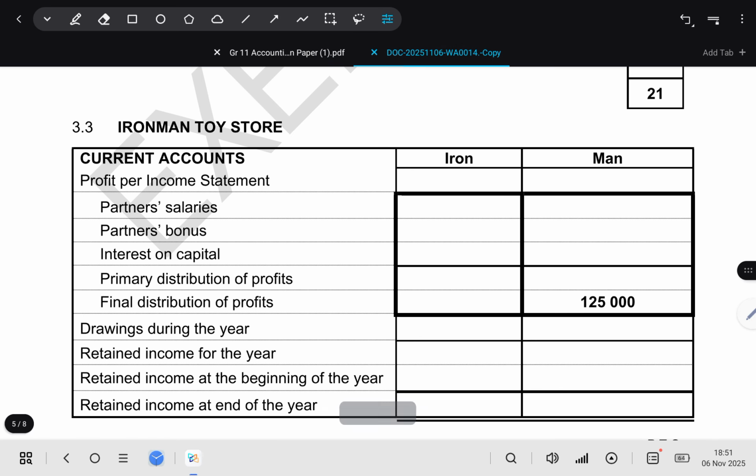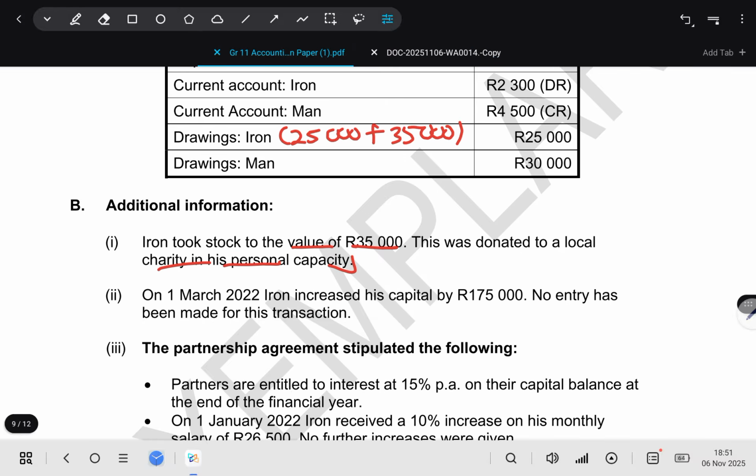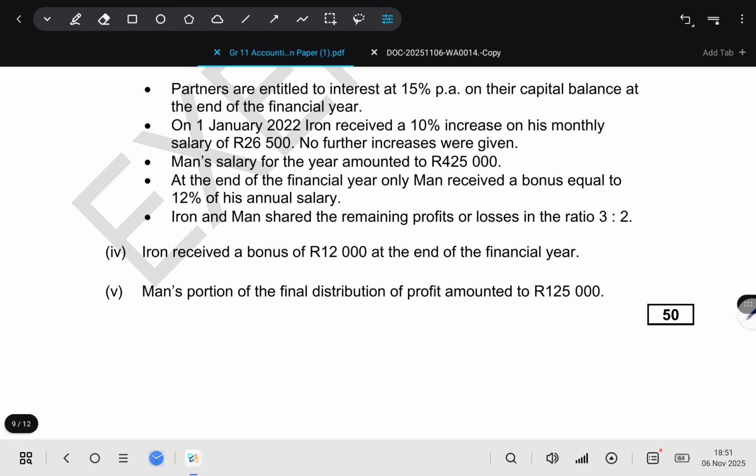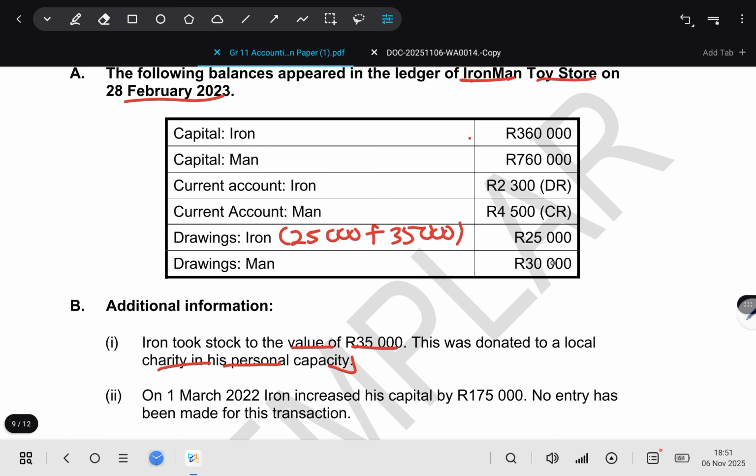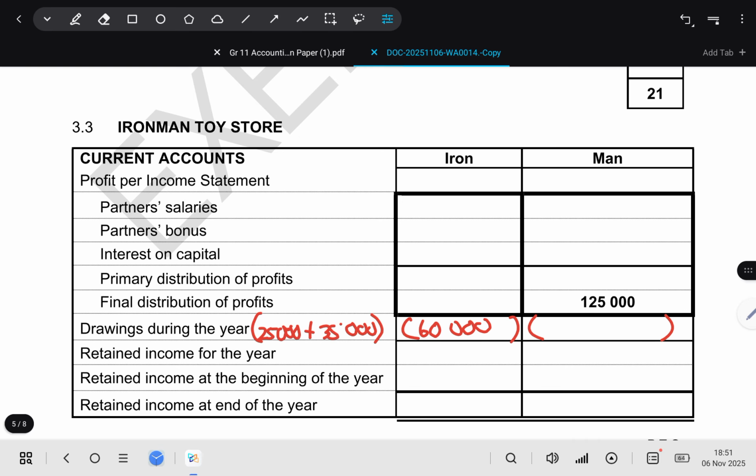So drawings for Ion, we are going to put 60,000. Remember we said 25,000 plus 35,000, and then the drawings for the other partner, there's nothing that is being said if you look at this, so obviously it means we will continue. Okay, so the drawings for Man, they will remain as they were given as 30,000, so that 30,000 will be in brackets here. Then we proceed with the next transaction.